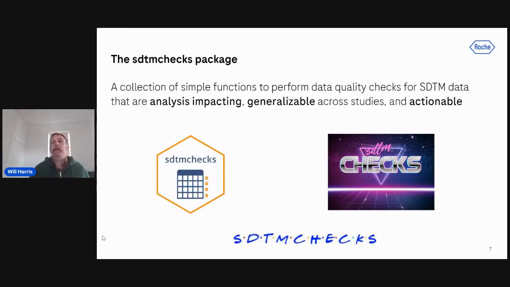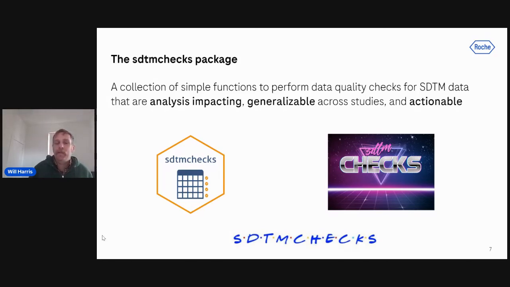We have this SDTMchecks package, which is a collection of simple functions to perform data quality checks for SDTM data sets that are analysis impacting, generalizable across studies, and actionable. And so for analysis impacting, it's like, we don't care about obscure variables or obscure SDTM domains that we don't use in our analysis. Let's just not check those because we don't care about them.